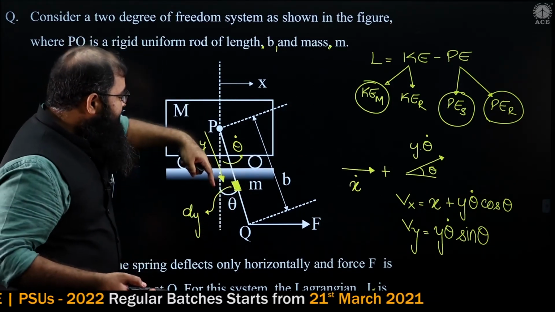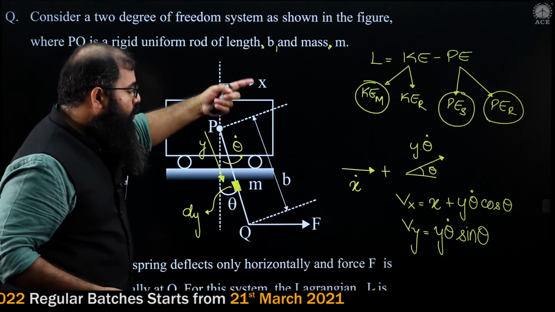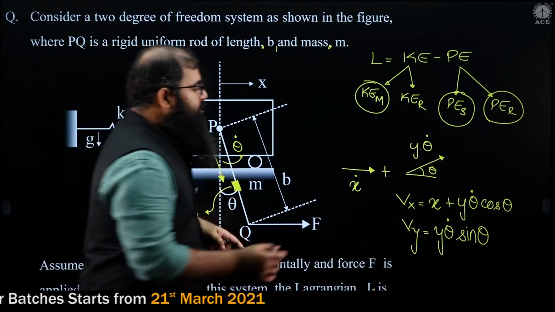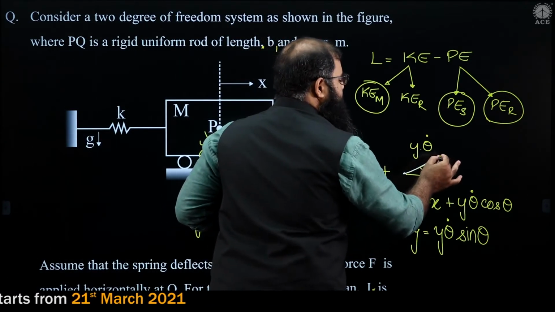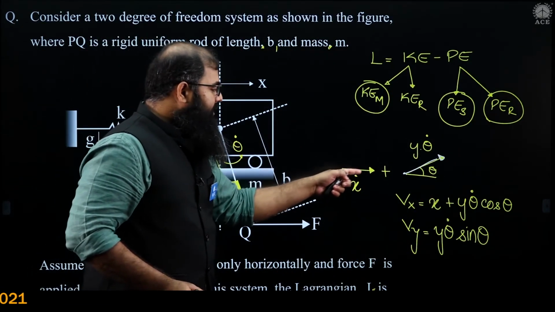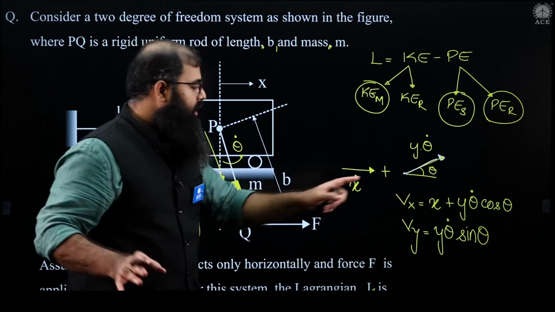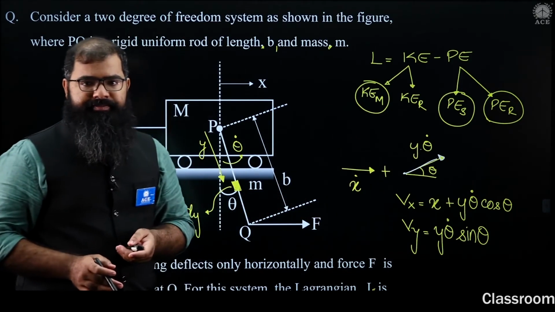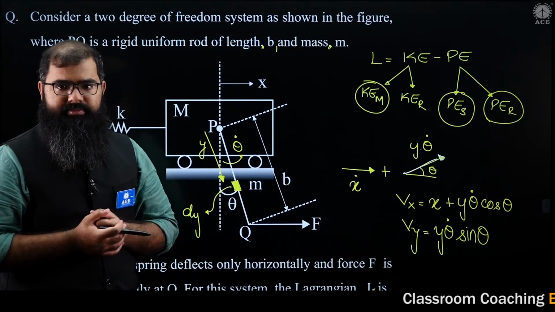Apart from that, since there is a chance of this rod to rotate about point P, there is going to be a tangential velocity also present. That tangential velocity and this velocity combined vectorially should give you Vx and Vy. I hope this answers the question.